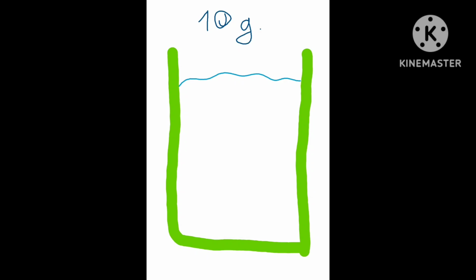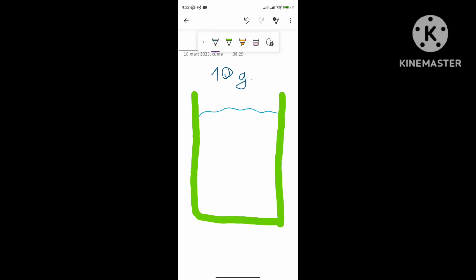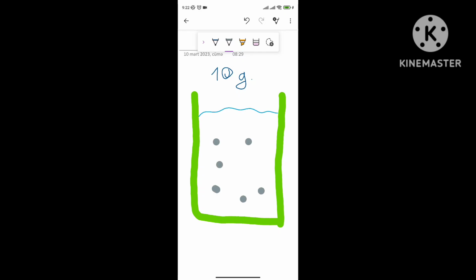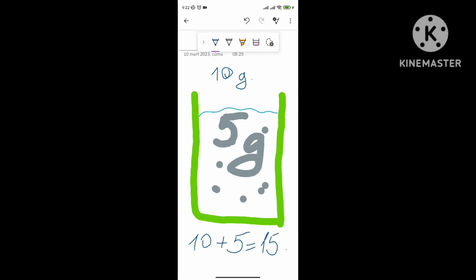10 grams are dissolved. What then? Imagine now we keep adding sugar, more and more sugar. What will happen? Imagine that we have again 5 more grams of sugar here. Look, 10 grams are dissolved, the maximum amount. We add 5 more grams. It means that we overall add 15 grams, not 10 grams. But it cannot dissolve 15 grams.